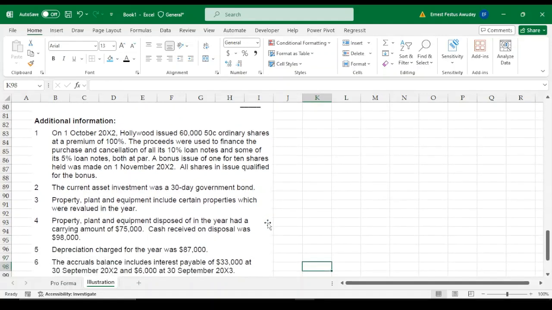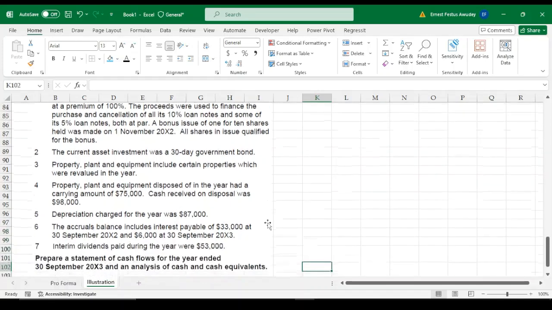The first one is saying that on 1st October 20x2, Hollywood issued 60,050 ordinary shares at a premium of 100%. The proceeds were used to finance the purchase and cancellation of all its 10% loan notes and some of its 5% loan notes, both at par. A bonus issue of 1 for 10 shares held was made on 1st November 20x2, right? All shares in issue qualified for the bonus.